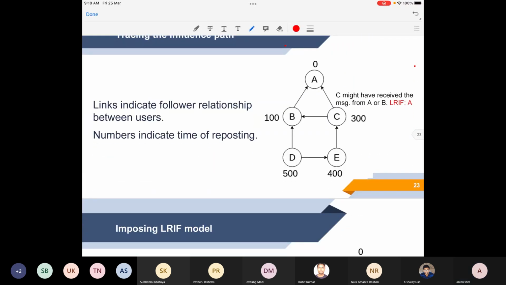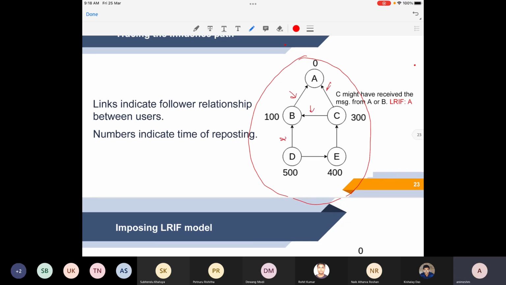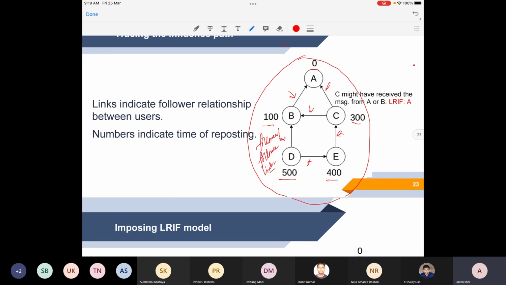So let's say you have a network structure like this. Okay, and the links here show the follower-followee links. So these are the follower-followee links. Now, these numbers that you see are timestamps at which a particular message has been posted. Okay. Now, say for instance, A has posted a particular message at time t equals 0.